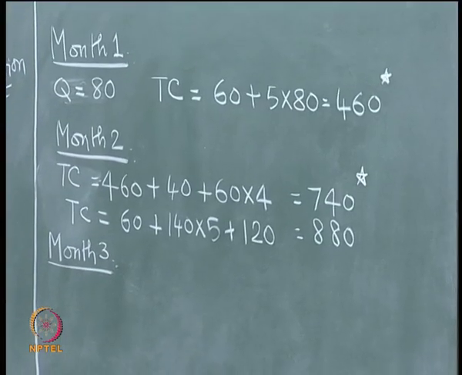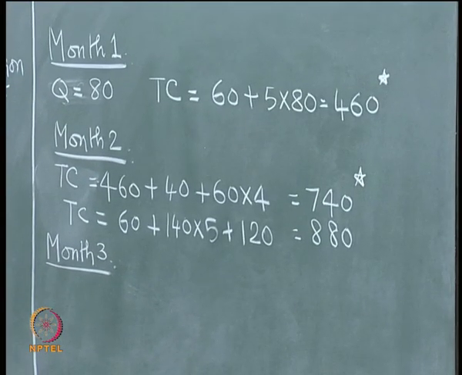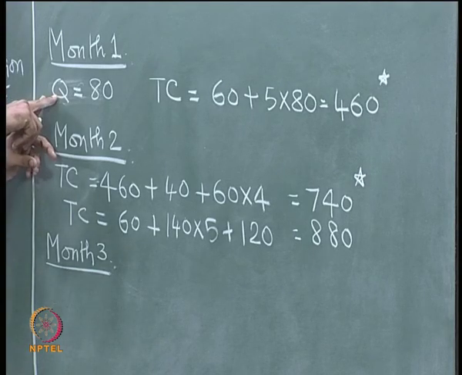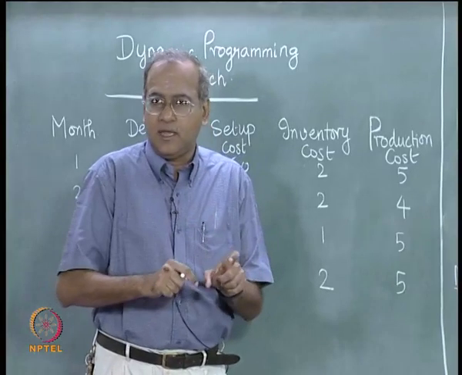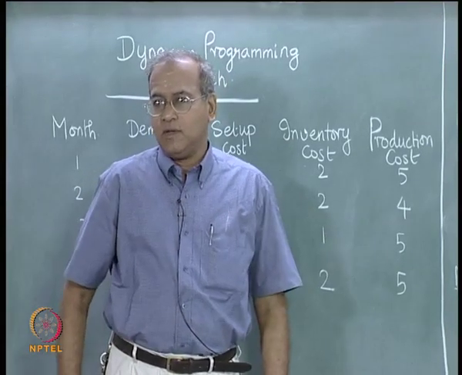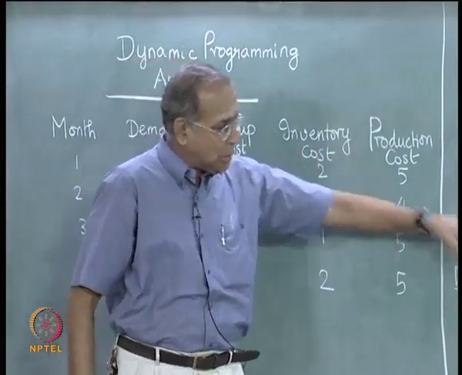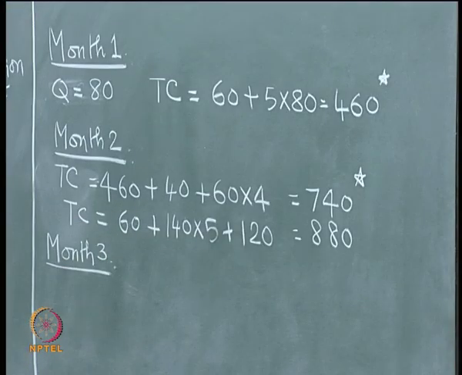Now, month 3 can be met in 3 ways. One is to meet month 1 in the best possible way and then produce for months 2 and 3 in month 2. The other is to meet month 2 in the best possible way and produce for month 3 in month 3, and the third is to produce everything in the first month and carry for months 2 and 3. So, we have 3 ways of doing it.